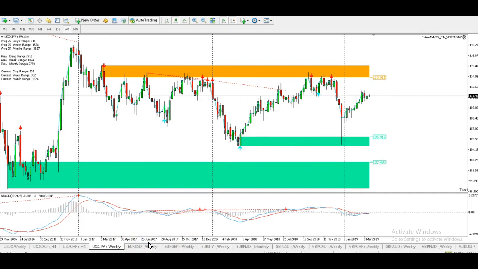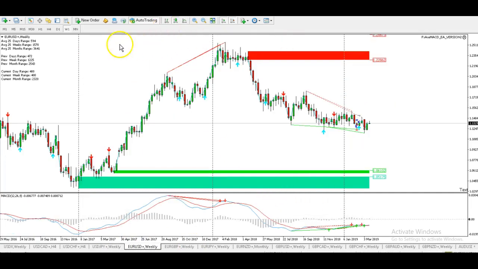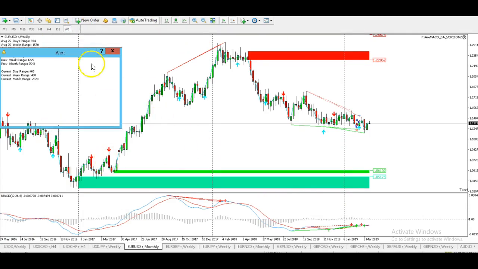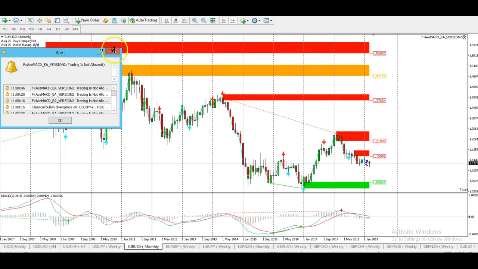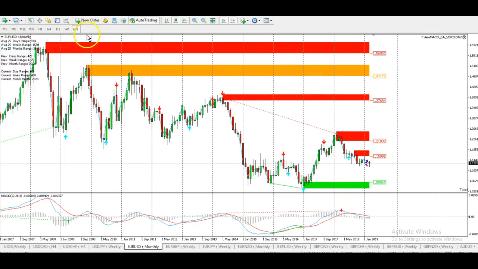Euro USD. Okay, Euro USD. Look at the monthly. We're not at a monthly area, but we are at a weekly. And since I'm expecting the dollar index to get weaker, the Euro USD is likely to gain strength. And look at the price action here.